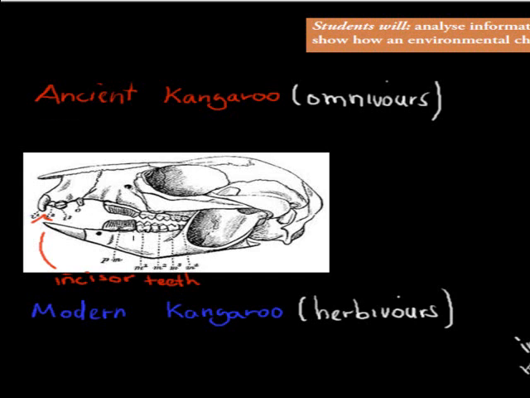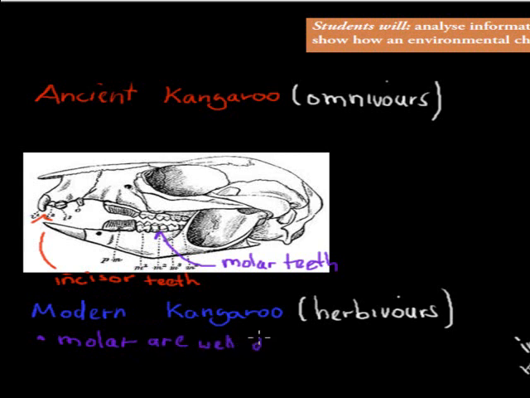And then the other ones on the back, so these ones here, are called the molar teeth. And the molar teeth help us chew. So for example, we might eat with the incisor teeth initially, but once we start chewing, we go to molar teeth. Right? And the modern kangaroo has really well-developed molar teeth, and their incisor teeth aren't that well developed. So molar teeth are well developed.